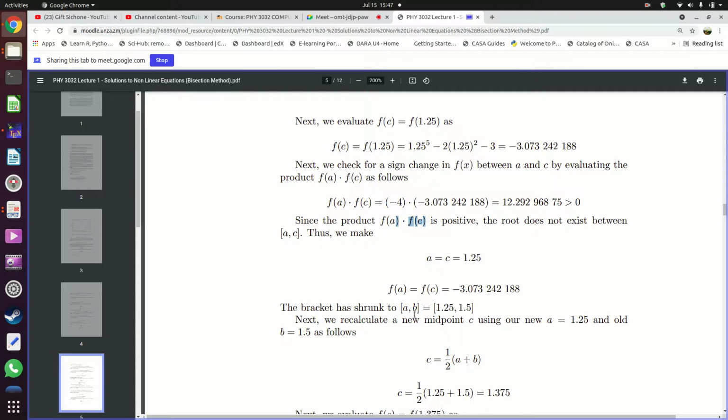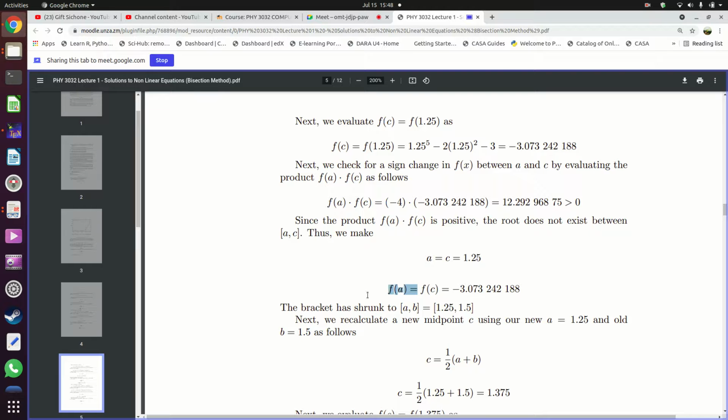Are we clear? Yes, sir. If there is no root between A and C, then you can make your C, which is the midpoint, become A. This C, which is equal to 1.25, you can make it become A. And the value of your function at C, which is equal to minus 3.073, you can make that become f of A.